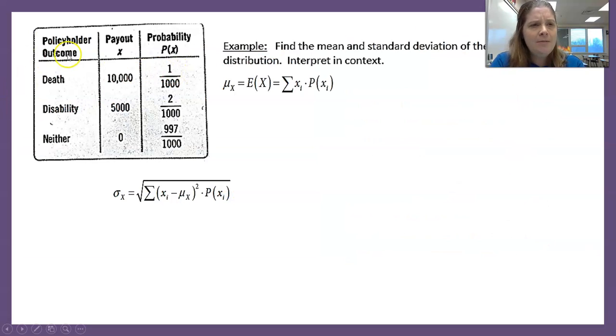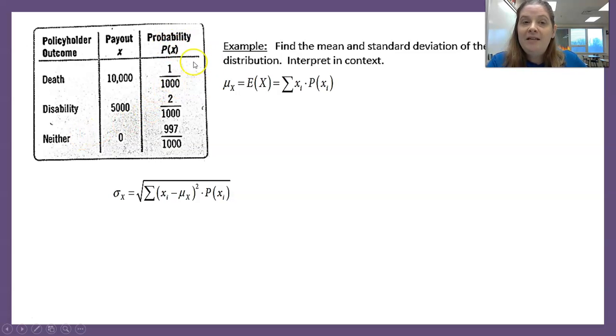All right, so I have this insurance payouts problem, and it says find the mean and standard deviation of the probability distribution and interpret in context. So I've got this policyholder outcome, the payout, and the probability of getting that outcome. This is a long-term probability, a long-run probability. This insurance company pays out $10,000 when someone dies, $5,000 if the person is injured and cannot go back to work, and if neither thing happens, there's no payout. So people buy insurance hoping that one of these things does not happen, but in the case that it does, it pays out. Otherwise, you've just paid in and paid in and paid in and never got that payout. But that's actually what you're hoping happens in this case.